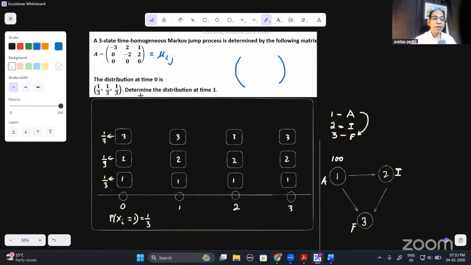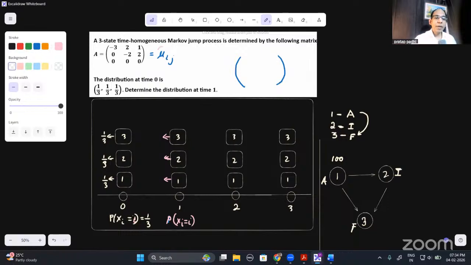The question says, determine the distribution at time 1. So at time 1, you need to find all these values. They are saying you have to find these values at time 1. Here, the probabilities are what they actually want, after one time period. One time period could be 1 year, according to your example. It could be 1 day, whatever.